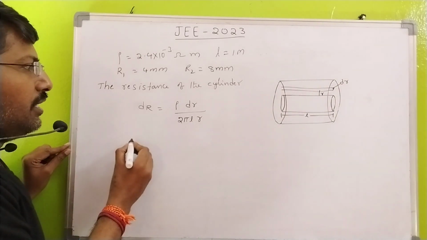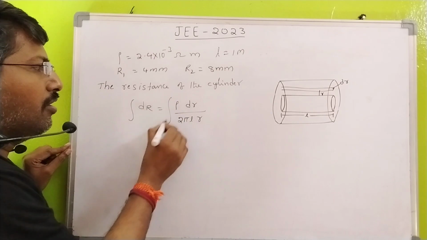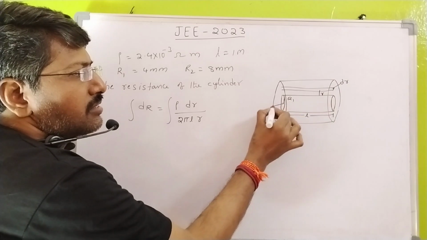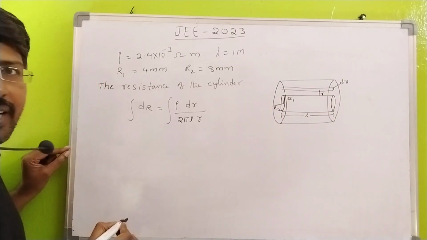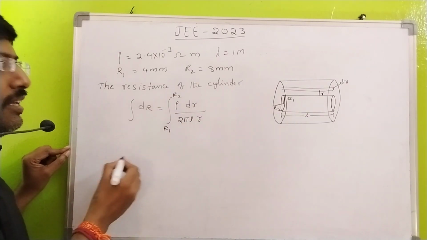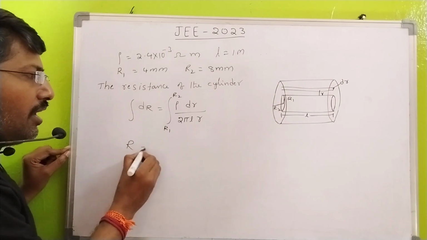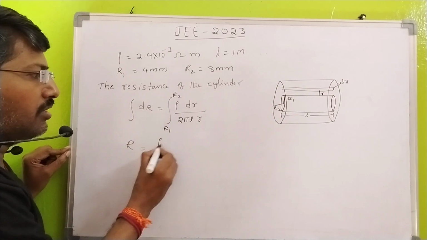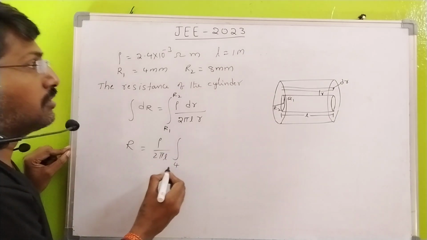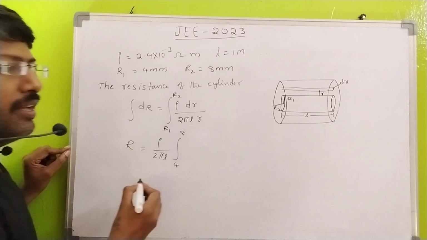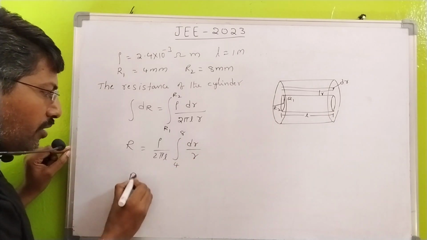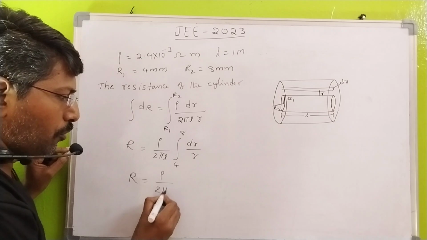Okay. Now you see here, integration. I am using integration here. From where to where? The inner radius is R1 and the outer radius is R2. Is it right? Now you see here R1 and R2, the radii. So integration of dr by r. Here rho is a constant, and 2 pi L is also constant. The inner radius is 4 millimeter and this is 8 millimeter. Now dr by r, so resistance is equal to rho by 2 pi L.